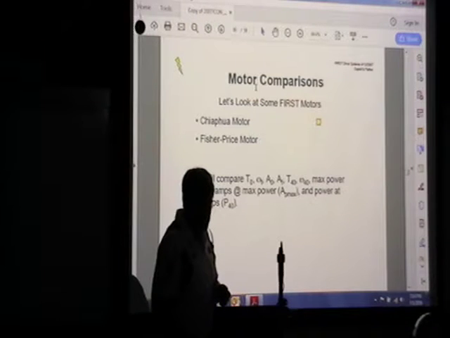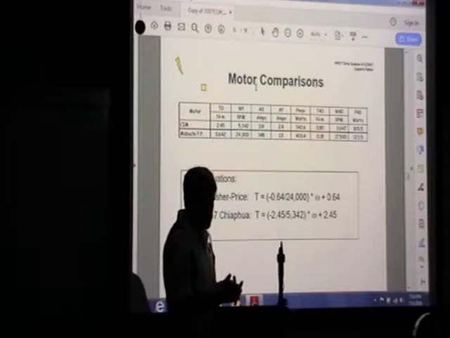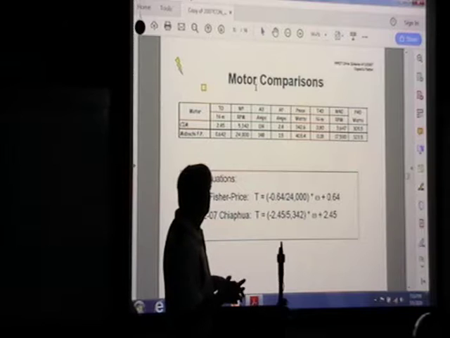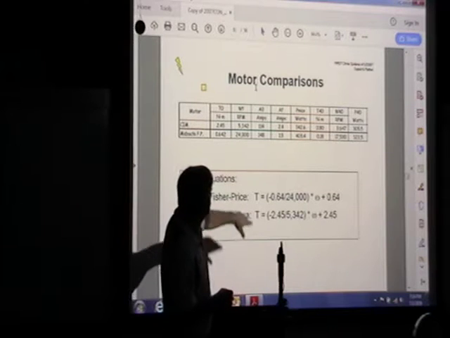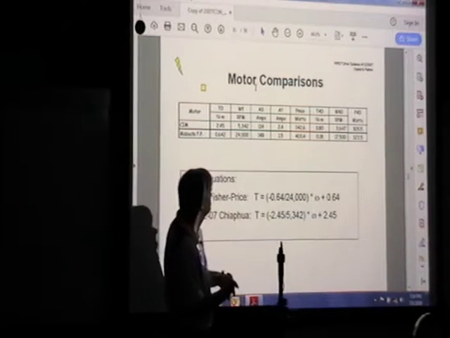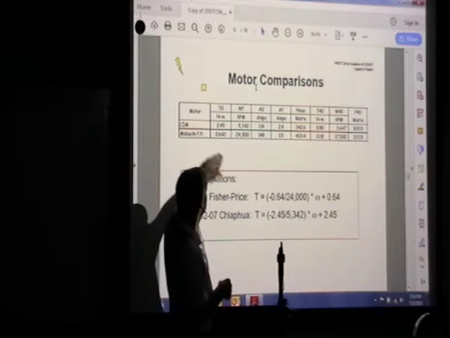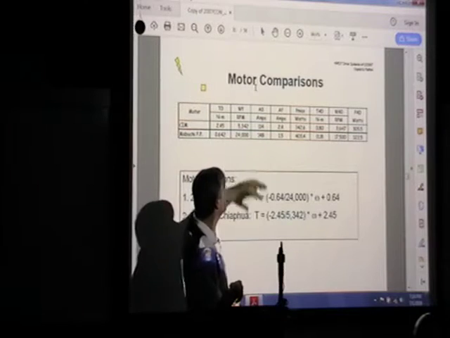They go into some FIRST motor comparisons here. I don't know if that's going to be useful for this team. Some numbers on the CIM motor up here. So Newton meters is your torque. There's your RPM. So the CIM is one that's not very fast, but it's a powerful motor. It's a lot more torque, but a lot less RPM.